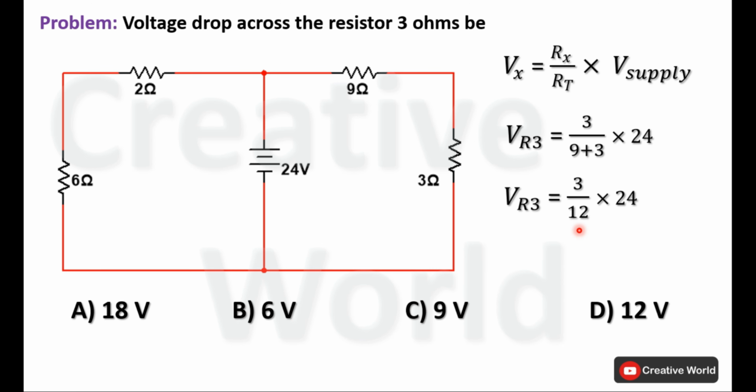Total resistance will be 12. This 24 will be cut with 12 and the product of 3 and 2 will be 6 volt. So the right answer is 6 volt, that is option B.